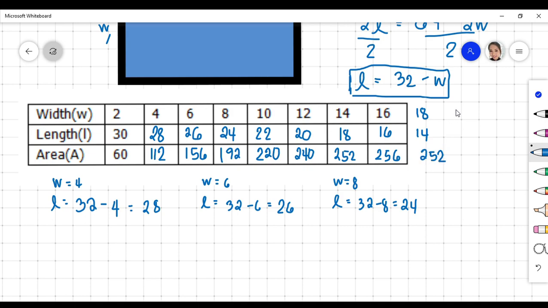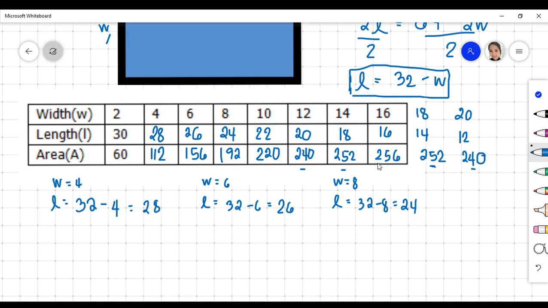Okay, another one. If we add another column here, that's 20. And if the width is 20, then the length is 12. And 20 times 12, that is 240. So if you notice, 252 is the same here. And 240 is also the same here.